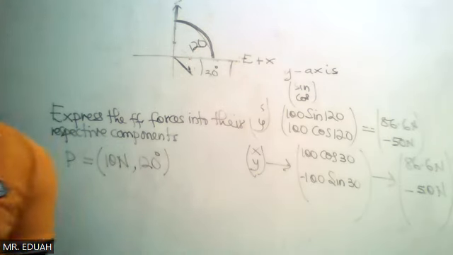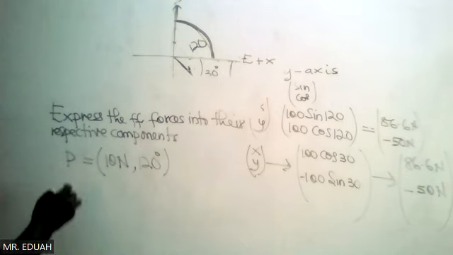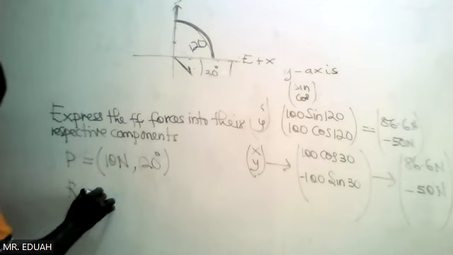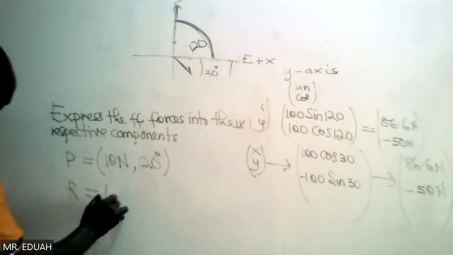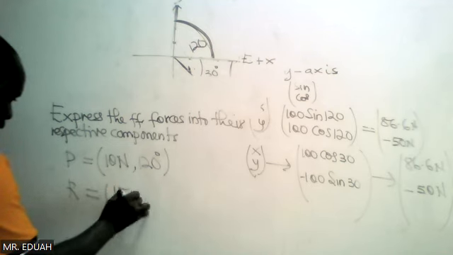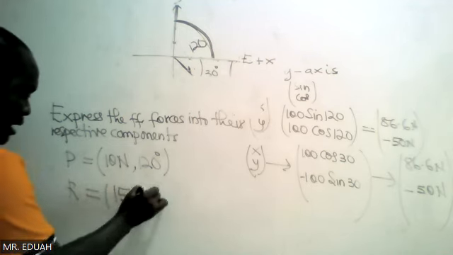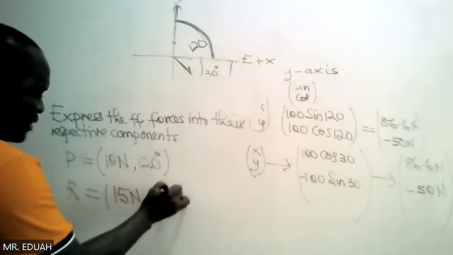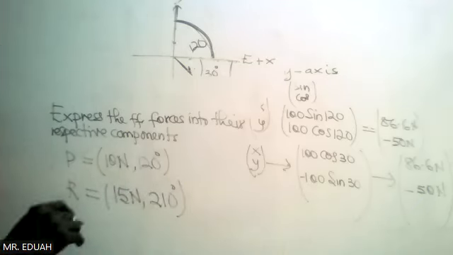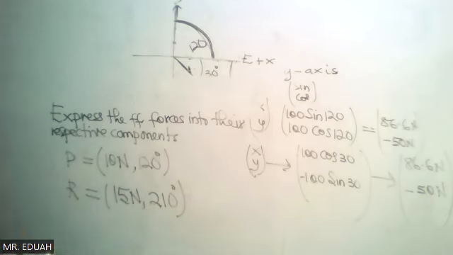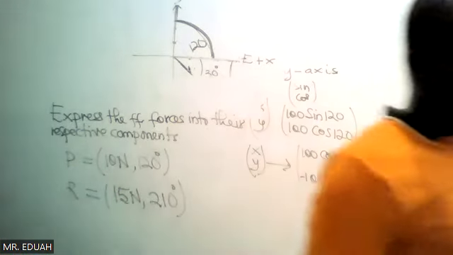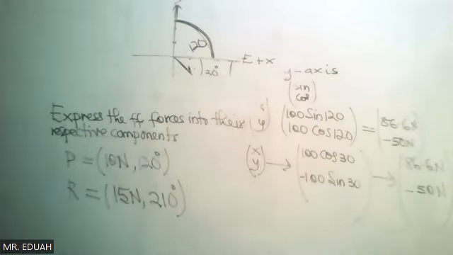For bearings, angular measurement is taken from the north, so take note. Then we have another force R of magnitude 50 Newton at an angle of 210 degrees. For bearings, angular measurements are taken from the north, clockwise. So express them into their respective components. 5 minutes.